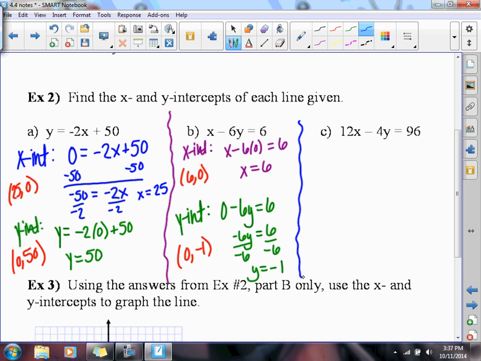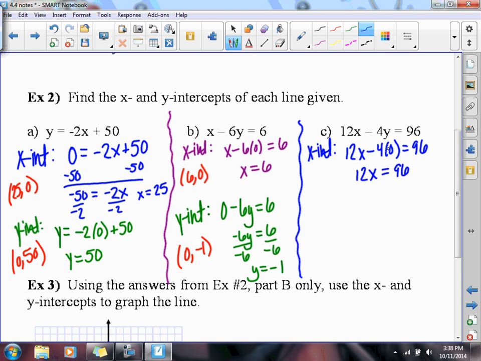Okay, and then part C looks a little scarier because there's bigger numbers. That just doesn't change the process at all. My x-intercept, I'm still going to substitute in 0 for y. Now, this equation is written in standard form, and so was part B. So when you're doing the substitution here, it's really easy to just take out that whole y term. If I substitute 0 in for y, I know that this whole 4y is going to go away. So you could just go right to this next step, 12x equals 96.